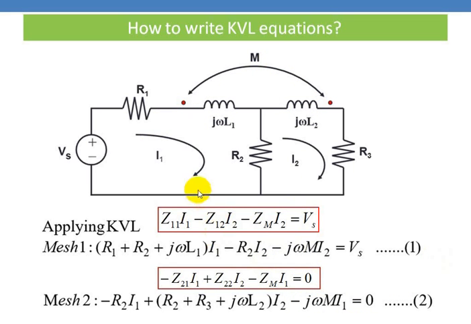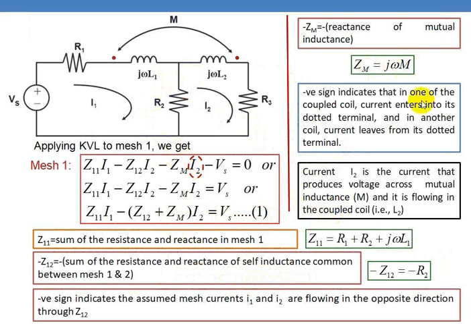Now, if you know the values of R1, j omega L1, then you can solve these two equations by Cramer's rule and you can find the mesh currents I1 and I2. The same thing is explained here. For the same circuit, applying KVL to mesh 1 we get the general equation Z1 into I1 minus Z12 into I2 minus Zm into I2.